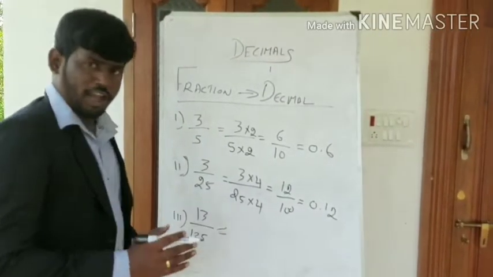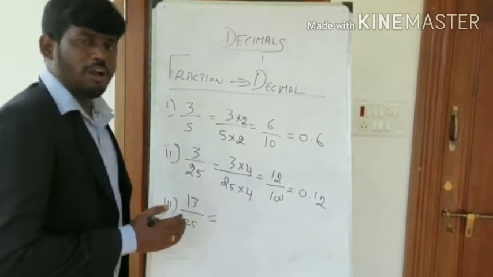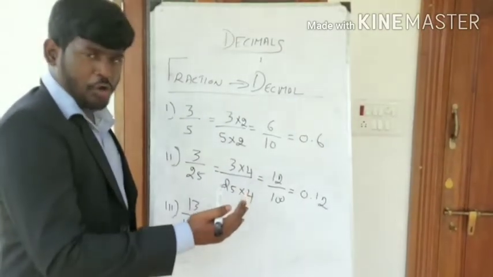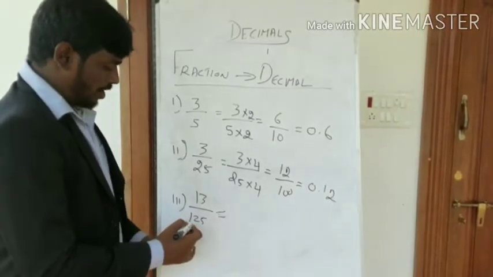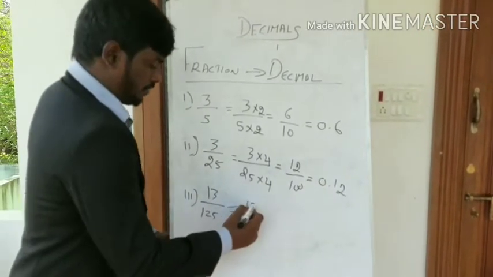You have to be very careful doing this. Again I am saying, you have to bring the denominator to 10, 100 or 1000 by multiplying with a number. Now the denominator will be 125. 13 by 125.